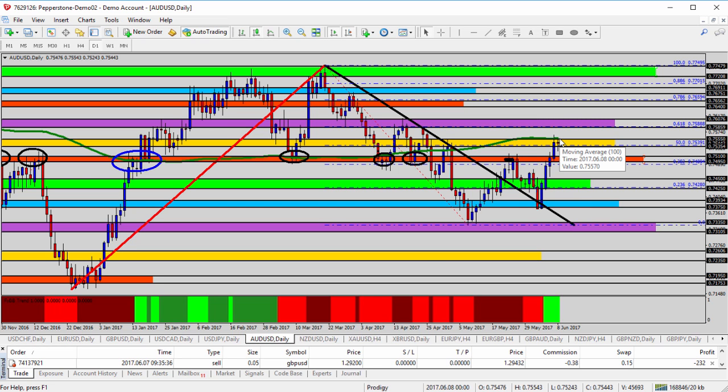Right now we're sitting underneath the 100 period simple moving average, so that's giving us a clue to resistance into that yellow shaded area. We've seen historical resistance and support around this yellow shaded area. Just look at the last time we were here. Found resistance into the yellow zone.